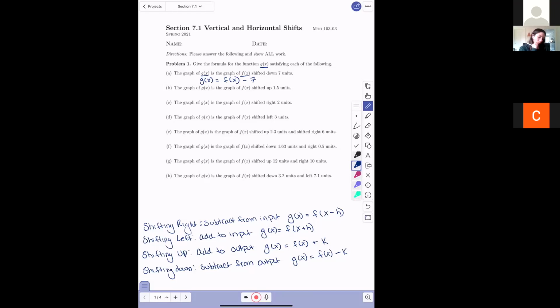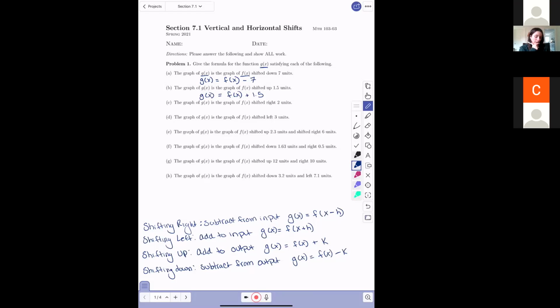For B, we have the graph of g of x is the graph of f of x shifted up 1.5 units. So we'll have g of x is the graph of f of x, and it's shifted up 1.5 units. So we're going to add 1.5. Okay.